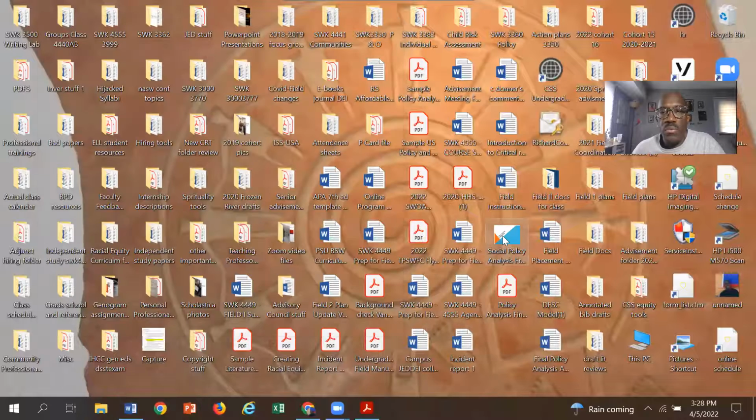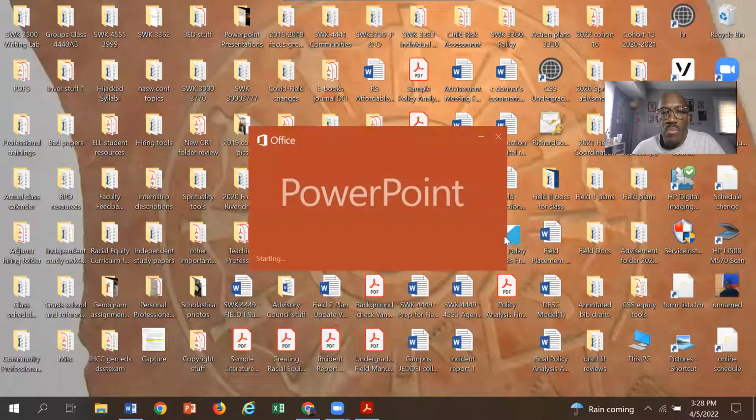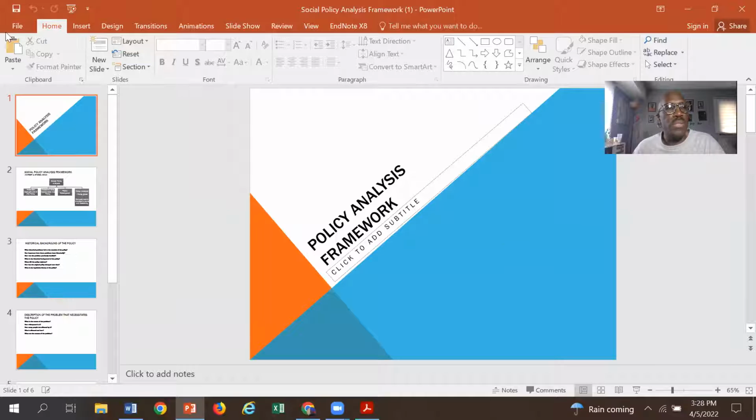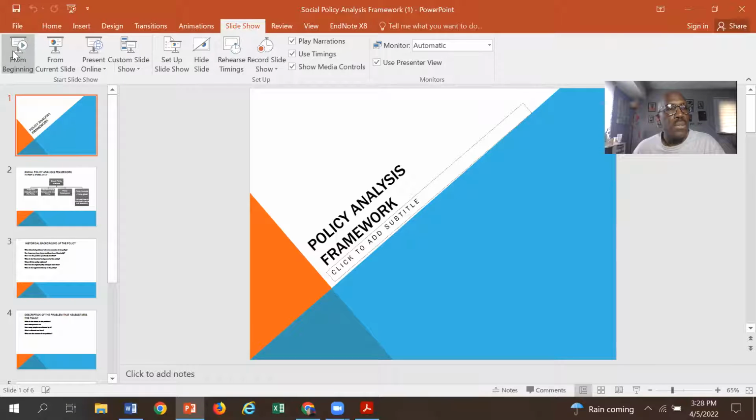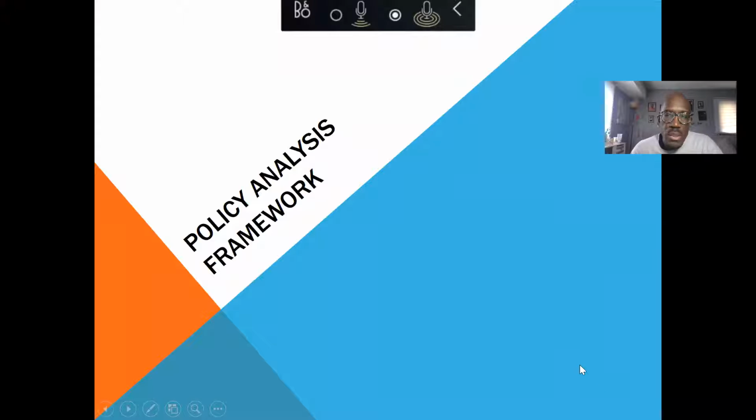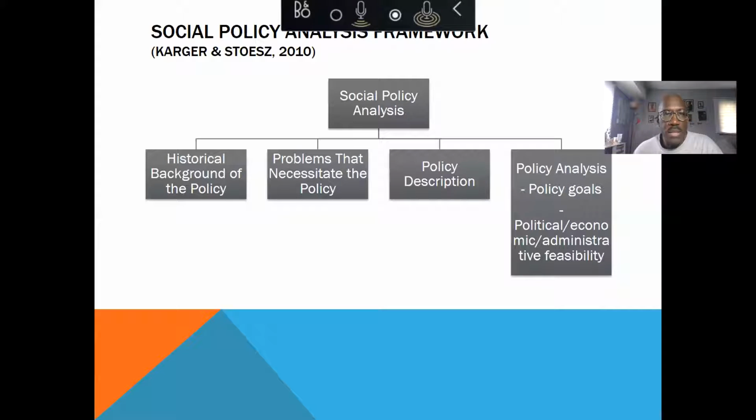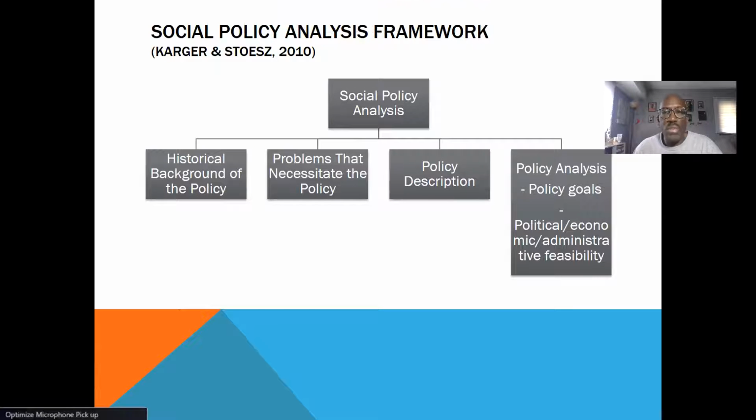So first and foremost, I wanted to just kind of remind you of this particular PowerPoint. It can be found in Unit 2. Literally, this is the framework for your paper in terms of the expectations for content and what needs to be a part of that particular process. So as we move forward, we recognize again that these are the components that make up a policy analysis. And so these are the things that I'll be looking for in your paper.